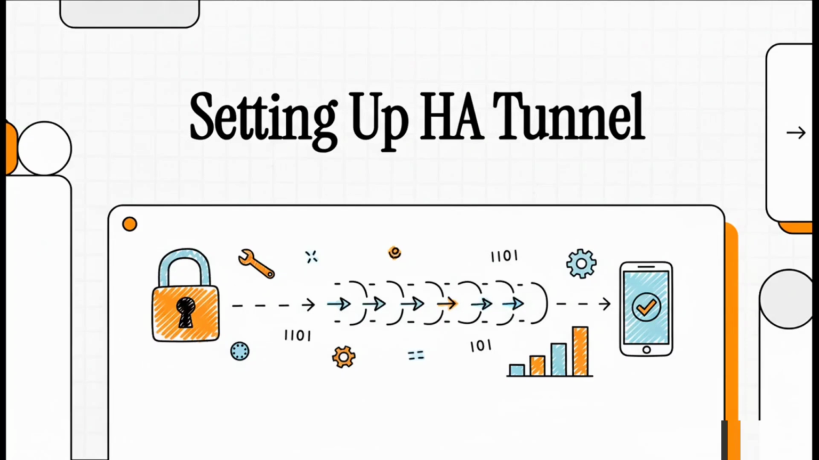All right, today we're going to do something really practical. We're going to build an HA tunnel configuration file completely from scratch. If you've ever wanted to set up your own custom, secure connection, stick around because I'm going to walk you through every single step to get a file that actually works.